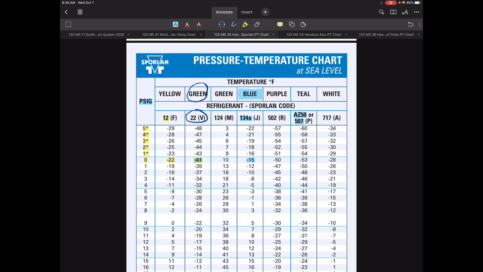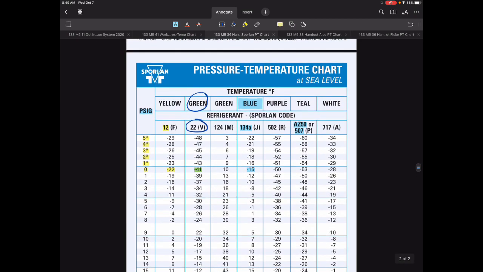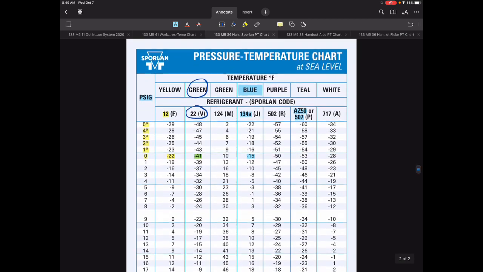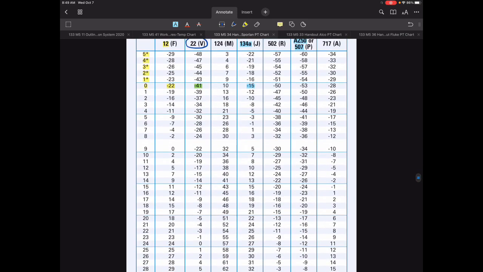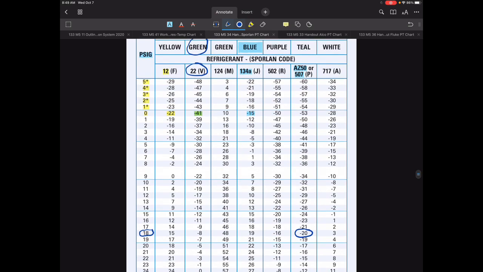And in this case, we have negative 20 degrees. Now this chart lists it as minus 20. And of course, on this particular manufacturer, using the Sporlan chart, it's pretty evident that at minus 20, they are listing this at 18, in this case 18 psi.